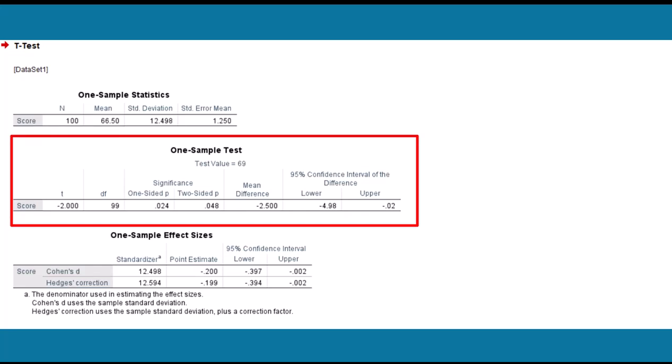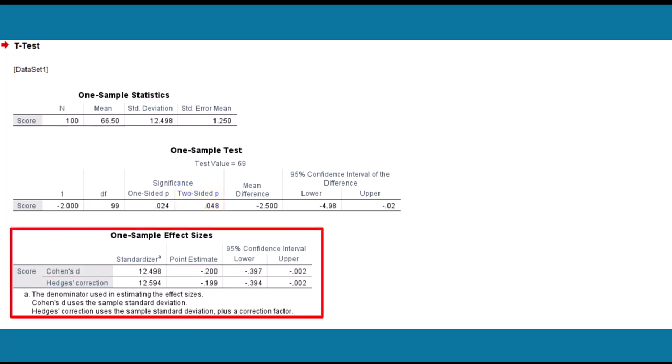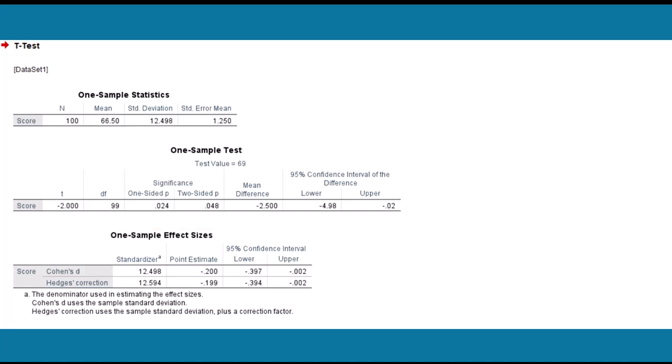SPSS doesn't know whether we're conducting a one-tailed or a two-tailed test, so it gives us the probabilities for both. As you can see, for the two-tailed test, it turns out that the difference is just barely statistically significant at a value of 0.048. I asked SPSS to also compute effect sizes, and the value we want to look at here is the point estimate for Cohen's d. At a value of -0.2, it appears that the effect is only a very small one.